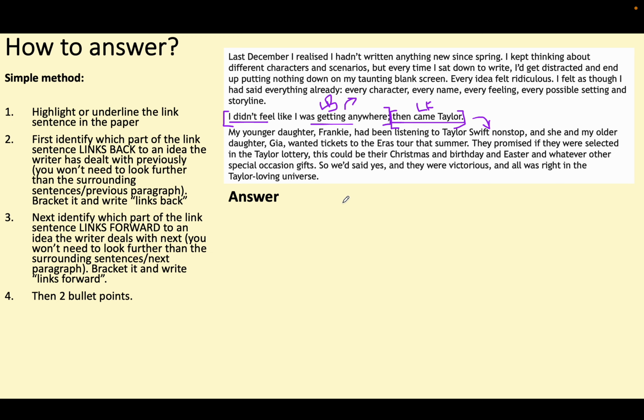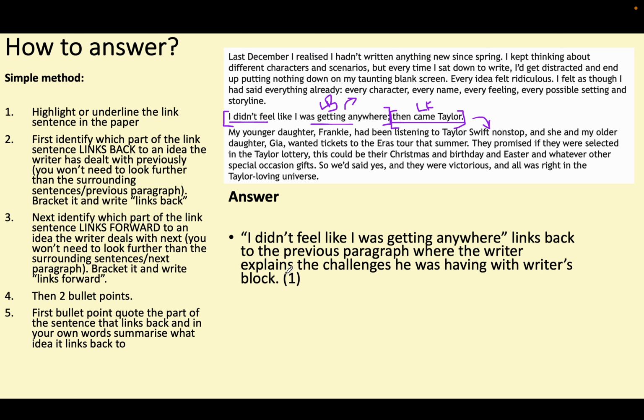Then what you need to do in your answer is put down 2 bullet points. Your first bullet point, you need to quote the part of the sentence that links back. So you're going to quote this bit, I didn't feel like I was getting anywhere. And then you are going to summarise in your own words what idea it links back to. So I've said here, I didn't feel like I was getting anywhere. Obviously, that's the link back. Links back to the previous paragraph where the writer explains the challenges he was having with writer's block. Very clear. I've basically summarised the key idea that part of the link sentence links back to in my own words, that he's suffering with writer's block.